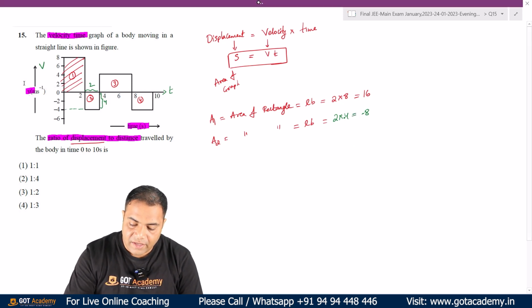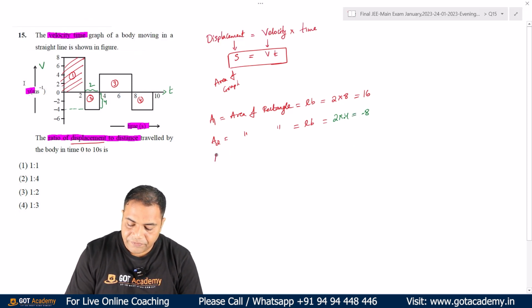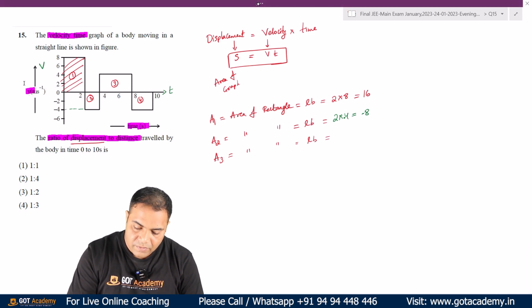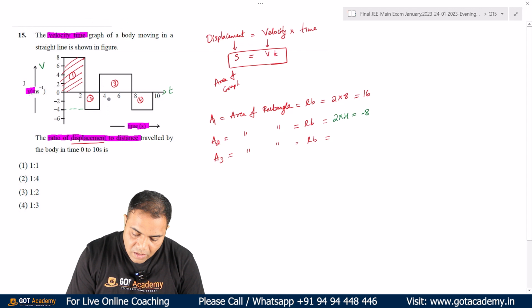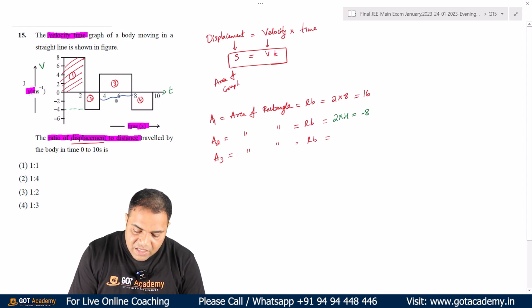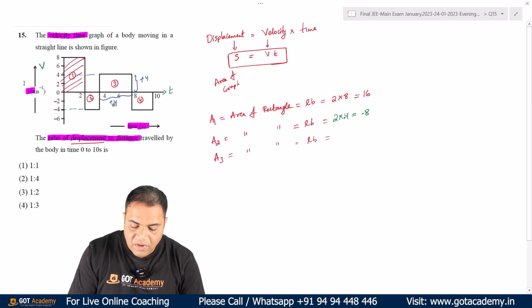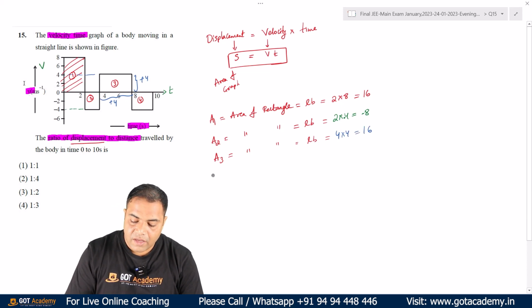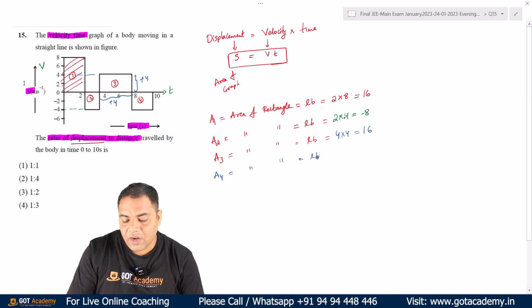Now going to A3, that is the third graph. So the area of this rectangle, again the same formula. Look here, from here to here it is 8 minus 4, that is 4, and this part is plus 4. So plus 4 into plus 4, so 4 into 4 you will get 16. Now going to the next one, A4, that is the area of the rectangle again, L into B.